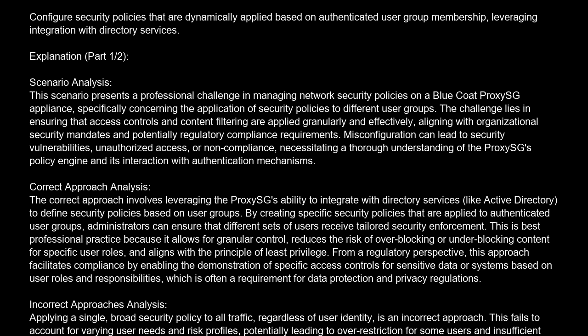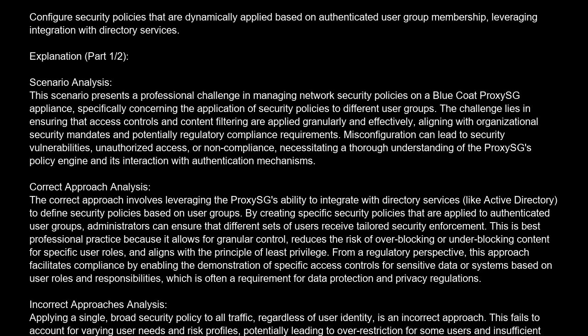Correct approach analysis. The correct approach involves leveraging the ProxySG's ability to integrate with directory services, like Active Directory, to define security policies based on user groups. By creating specific security policies that are applied to authenticated user groups, administrators can ensure that different sets of users receive tailored security enforcement. This is best professional practice because it allows for granular control, reduces the risk of overblocking or underblocking content for specific user roles, and aligns with the principle of least privilege.